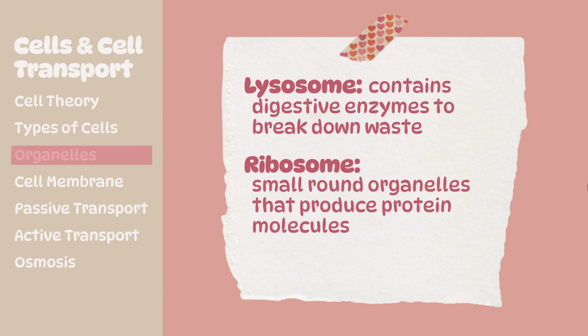Lysosomes are small round structures that do contain digestive enzymes to break down cell waste. Ribosomes are also small round structures, but they're going to be the smallest round structures, and these are the protein factories of the cell. Every single cell has to have ribosomes because they're making the proteins, and proteins just do so much for living things, for cells. They have to have ribosomes. It's a necessity.